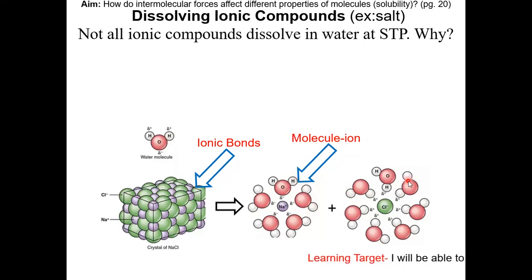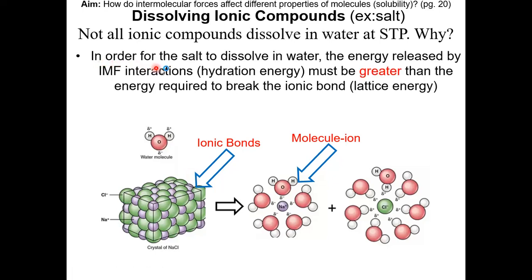Breaking costs, forming releases. So it costs energy to break the ionic bond, but energy is released when it forms the molecule-ion interaction. So in order for your ionic compound to dissolve in water, the energy released from the molecule-ion interaction must be greater than the energy it takes to break the ionic bond. In order for the salt to dissolve in water, the energy released by the molecule-ion interaction, that's the hydration energy, must be greater than the energy required to break the ionic bond, that's the lattice energy. If you plan to take a BChem, you'll be doing calculations involving the hydration energy and the lattice energy.